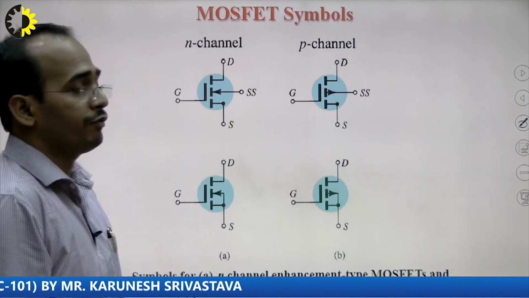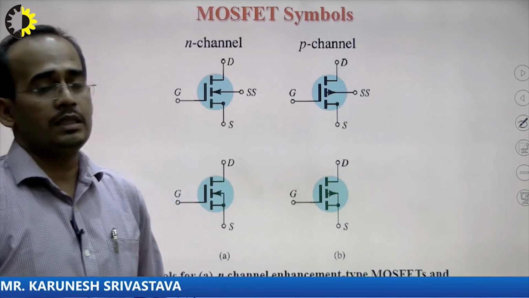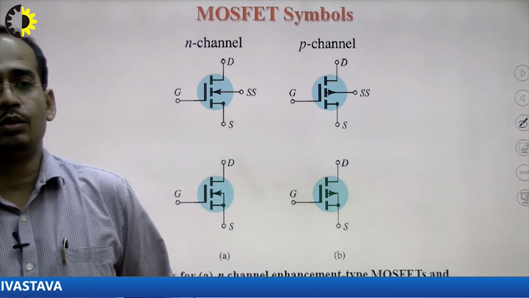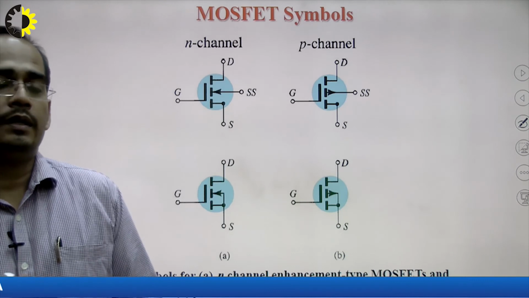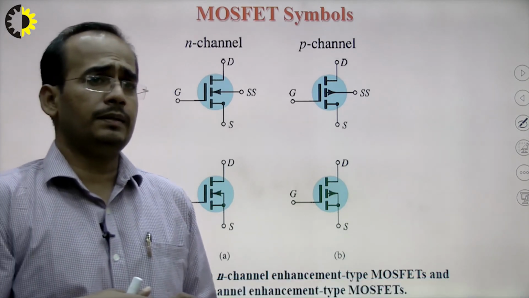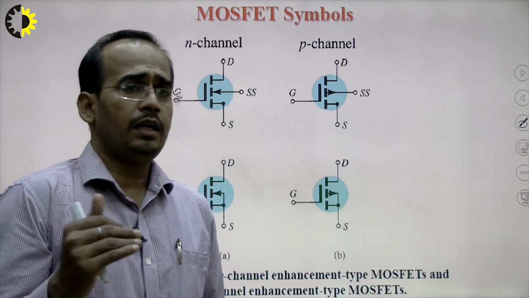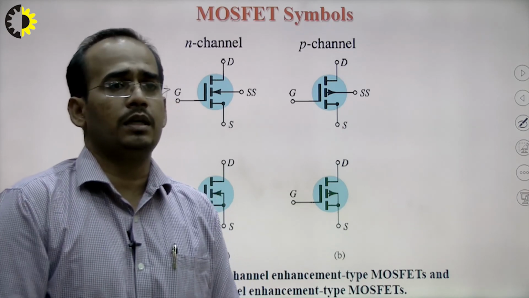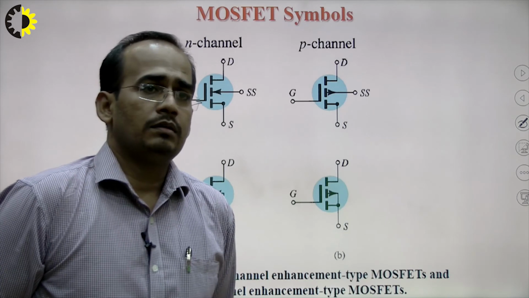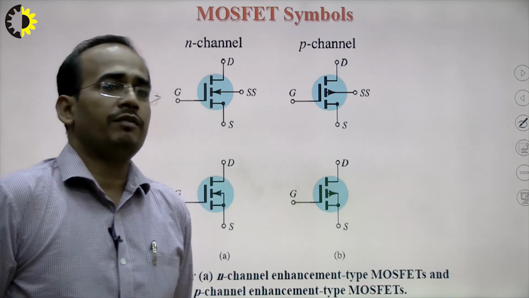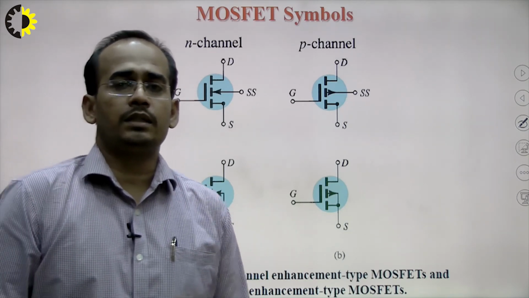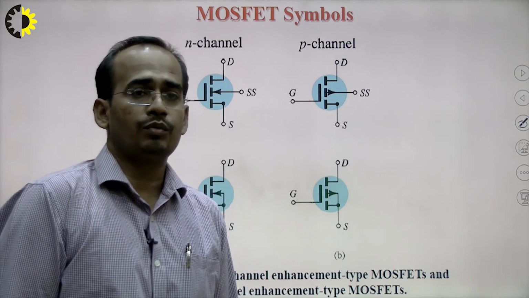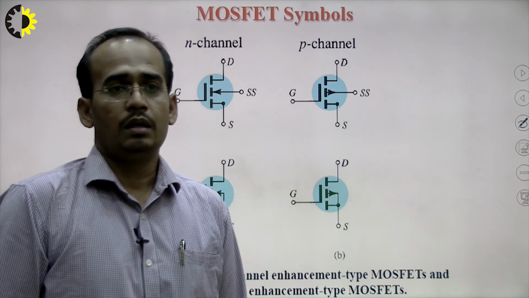This is the symbol used for N channel and P channel enhancement type MOSFET. As I already discussed, the direction of the arrow of the substrate decides the type of MOSFET, that is N channel or P channel. If the direction of the arrow is inward, then this is the N channel MOSFET, and if the direction of the arrow is outward, then this is the P channel MOSFET.